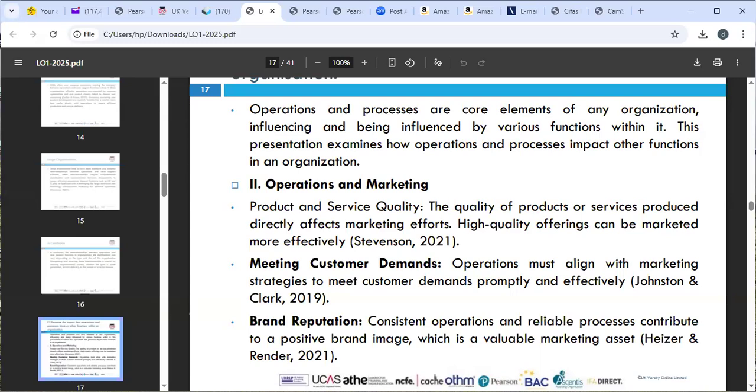Meeting customer demands. Operations must align with marketing strategies to meet customer demands promptly and efficiently. So if a customer says, we want this particular biscuit, but we need it in 2 weeks' time, the marketers or the sales department are the ones who would have received those requests from the clients. It is up to the marketers to pass on to operations that this is the kind of ingredient we want, this is the kind of boxes we want, and it needs to be delivered in the next 2 or 3 weeks. So there must be collaboration.